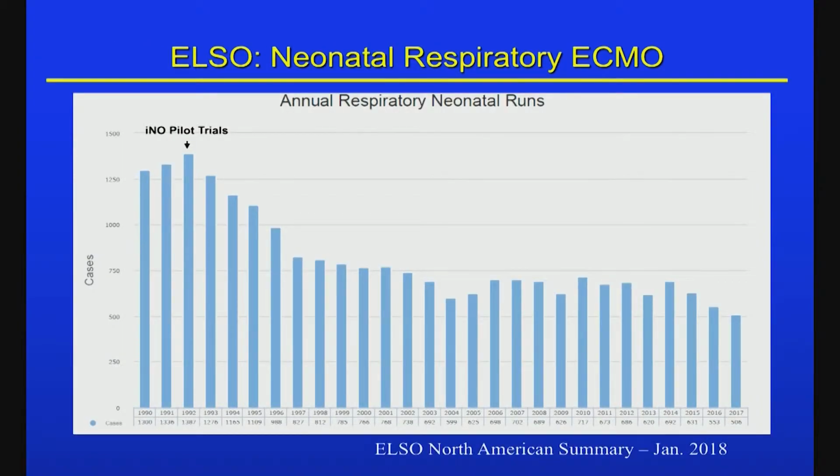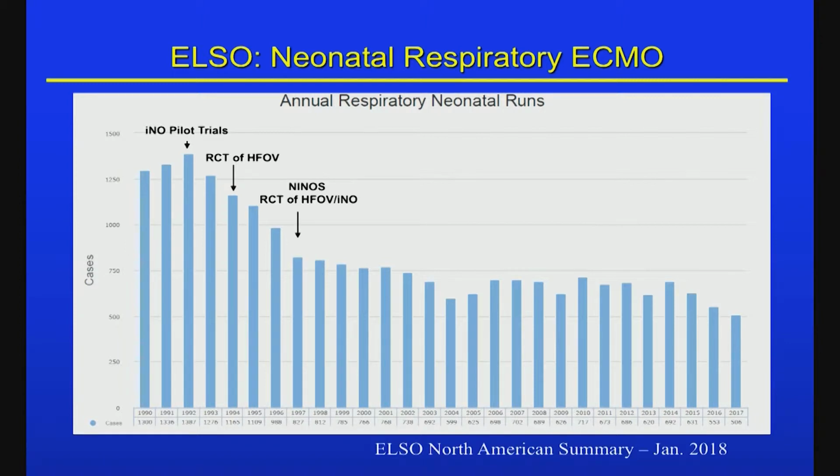This is a history of interventions in newborns that have over time changed ECMO utilization. I point to the pilot trials in the early 90s of inhaled nitric oxide, which caused a lot of interest in pulmonary vasodilation. There was a randomized controlled trial of high-frequency oscillatory ventilation, which showed that as a rescue therapy, it could be particularly helpful in babies with severe parenchymal lung disease.